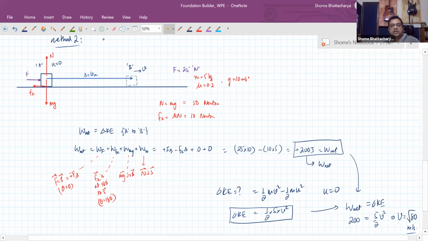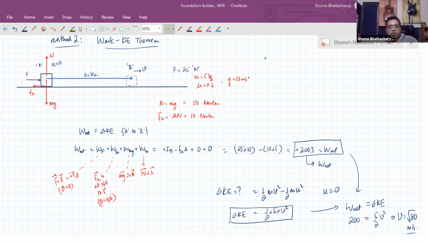So this is the work kinetic energy theorem method. Yeah, that's correct. We can express it that way also. Twenty by root 5. That's correct. Okay. So I'll take you back to the previous section, but just understand how we have applied this method over here. So from A to B, we are applying the statement of the work kinetic energy theorem.